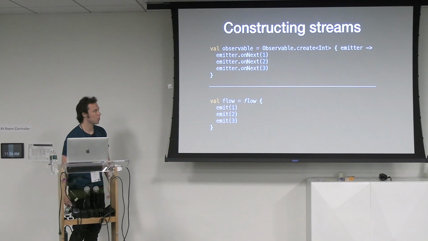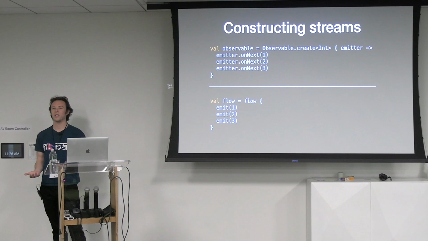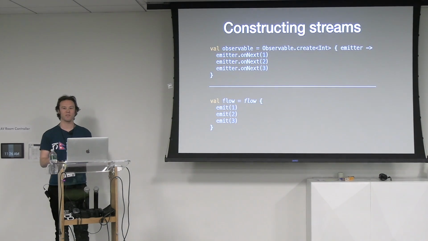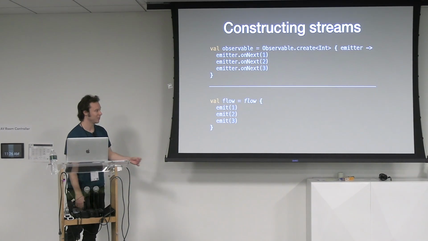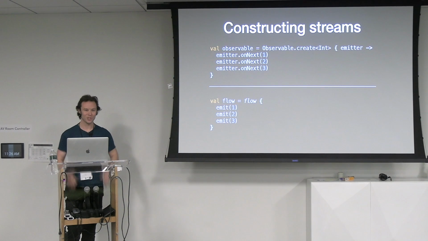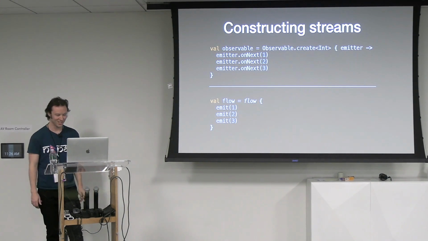A lot of times you'll end up in a world where you're trying to take what has been presented as a callback, and you're trying to stuff it into an observable or into a flow. With RxJava, you use the create function. With Flow, they have a nice DSL. It's really starting to come in. Yeah, Flow is Kotlin first. Looks a little nicer in Kotlin.